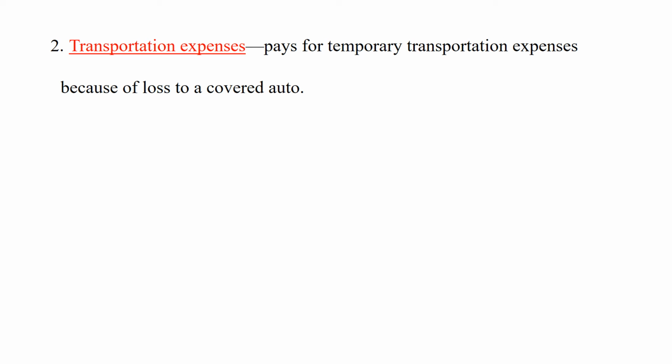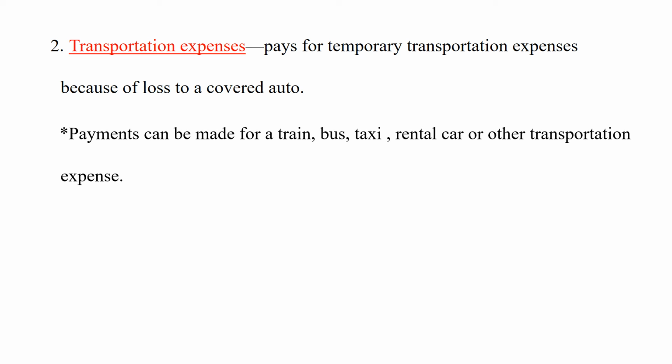Part D also covers transportation expenses. Suppose your car is damaged, but you still need to go to school or go to work. You may need to rent a car or take a bus. Your insurance company will give you transportation expenses, maybe $20 a day. You can use these payments for a train, bus, taxi, rental car, or other transportation expense.